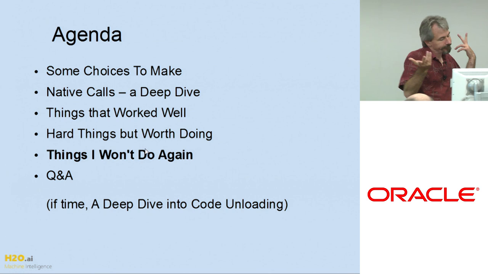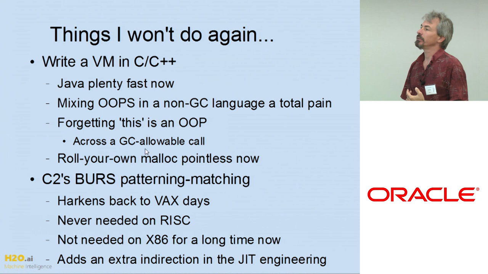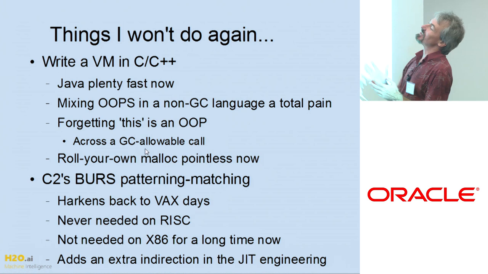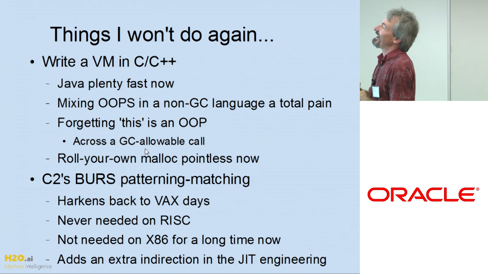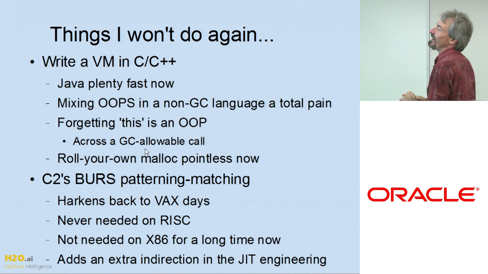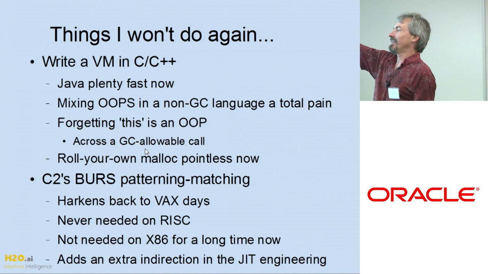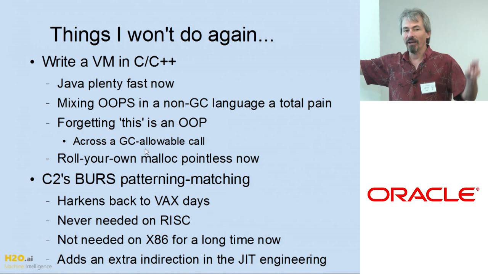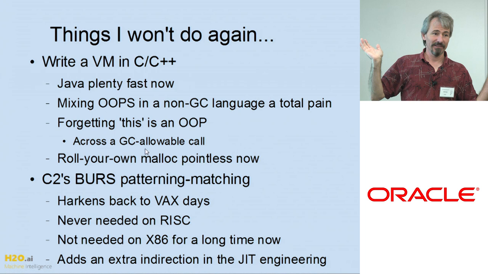Okay. Things that I did that I won't do again. Write a VM in C++. So Java's fast now. And in particular, mixing oops in a non-GC language is a total pain, because in the HotSpot VM, the this pointer is frequently an oop. And if you span a call that blocks for any reason or allocates for any reason, the this pointer as an oop might get moved out from under you. Now, the C++ compiler has no clue that that happened. So he might have the old version, and he might have the new version. He might intermix the two.